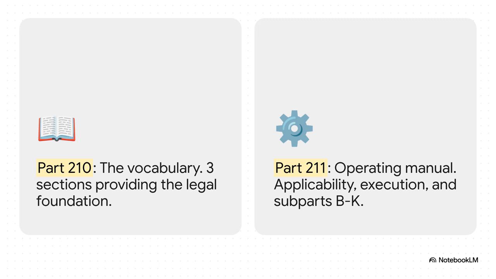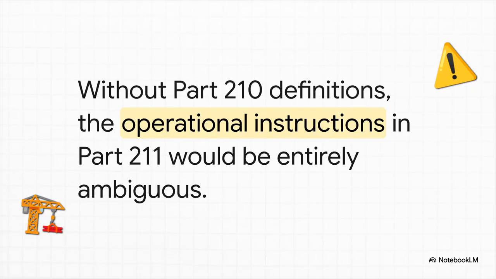This is where the applicability is detailed, where execution is mandated, and where subparts B through K tell you exactly how to run a compliant facility. And the crucial takeaway here is simply this. Without those precise definitions locked down in Part 210, the operational instructions over in Part 211 would be a completely ambiguous mess. You just can't execute the manual if you don't fully understand the language it's written in.